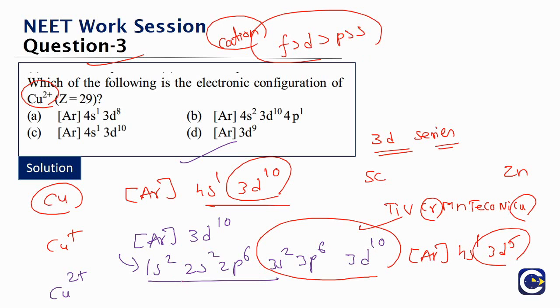So what is it? The inside part, as it is, will be argon, and it will be 3d9. So that will be the electronic arrangement of copper 2 plus. So what is the correct answer for this? It is option D. So this will be the electronic configuration of the copper 2 plus ion.